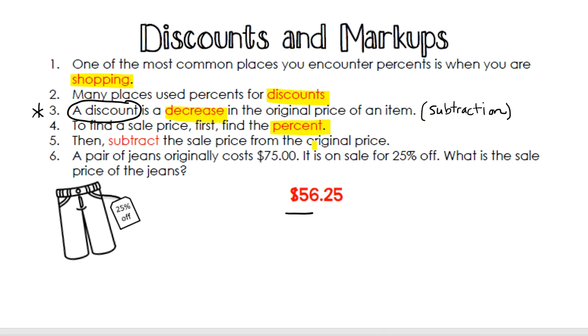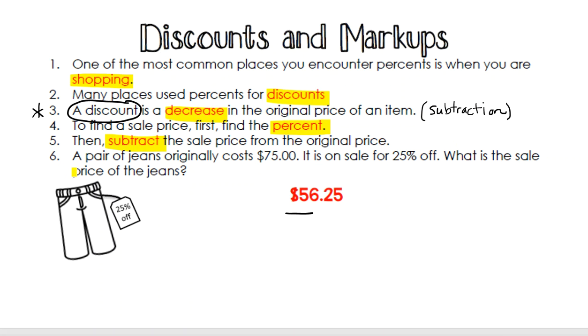Okay, to find a sales price, first find the percent. And finding the percent of a number is something that we have been working on in this class for the past few days. So remember, to find the percent of a number, you change the percent to a decimal and then you multiply by the number. Okay, number 4 says to find a sales price, first find the percent, then subtract the sale price from the original price. Okay.